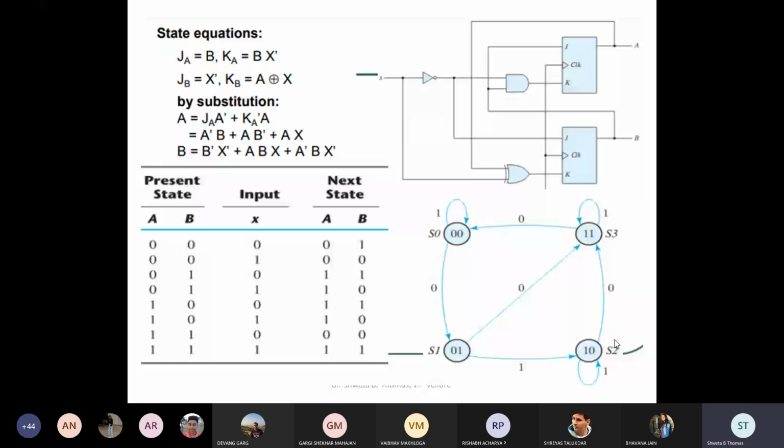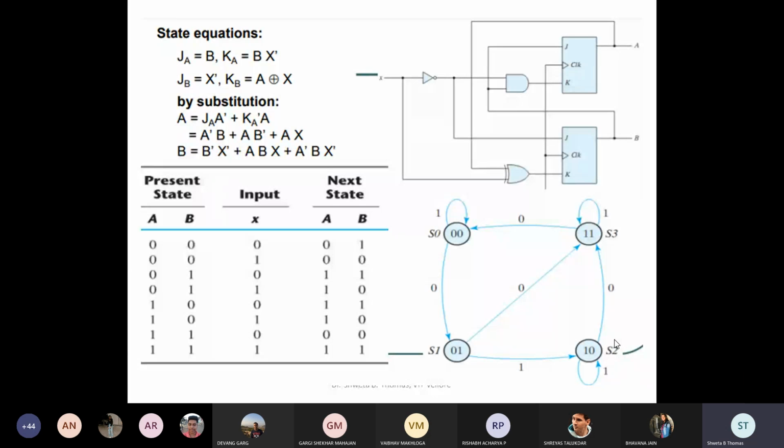So it will be 0. Then we'll check the second line equation. That will be much better. A complement B, it will be 0. A B complement, it will be also 0. AX, yeah, it is 1. That's why A(t+1) is equal to 1. Similarly, if you see B, just see the middle one, ABX non-complement, it will be 1. So in this way, you can find all the values of next state.